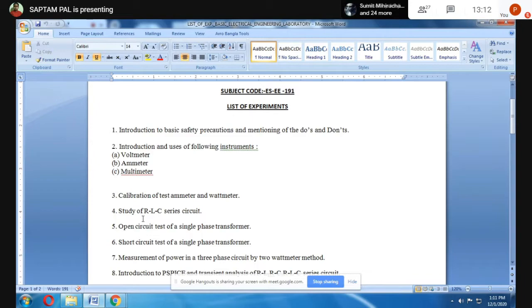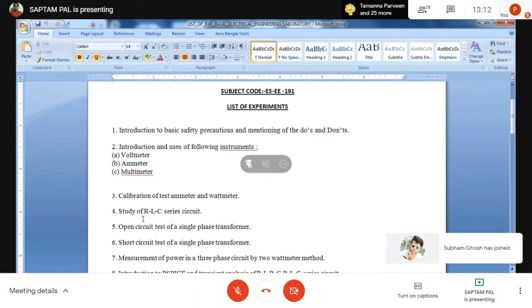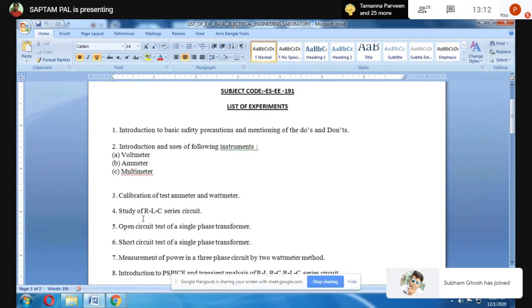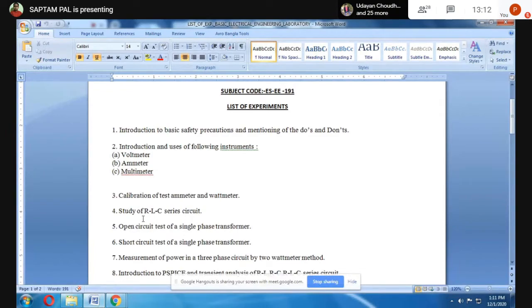The next experiment, number four, is the study of an RLC series circuit. In our laboratory there are resistors, inductors, and capacitors. The resistor, inductor, and capacitor will be connected in series, as shown in the slide. We will also connect a variable voltmeter and an ammeter, and we will find out different readings, three or four readings.